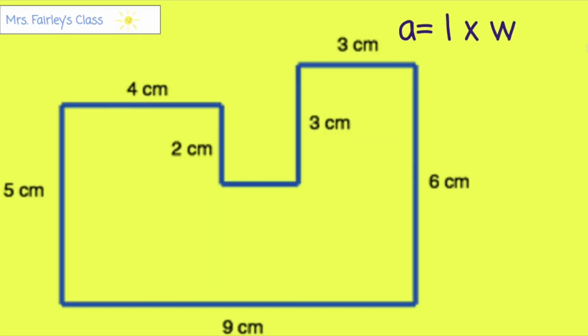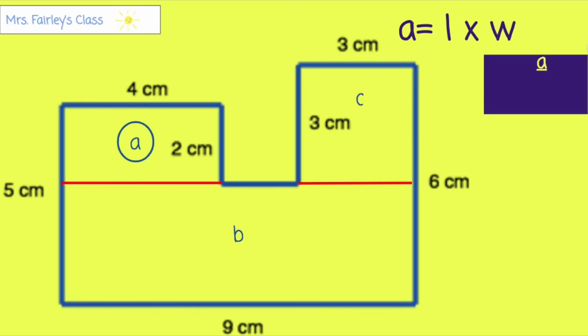Sometimes our shapes won't be on a grid, so we can't simply count the squares. Often, the lengths of the sides will be given to you, and if not, we can use a ruler to measure them. We can use our formula, area equals length times width. We'll divide this shape up into 3 rectangles. 1, 2, and 3. Let's look at rectangle A first. We'll use our formula. The length is 4, and the width is 2. When we plug that into our formula and multiply them together, our area for A is 8 centimeters squared.